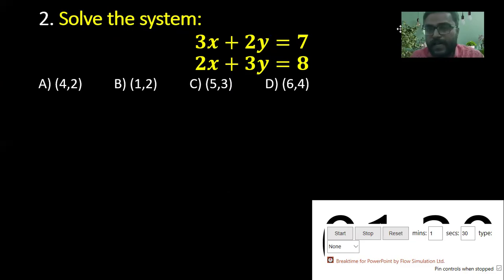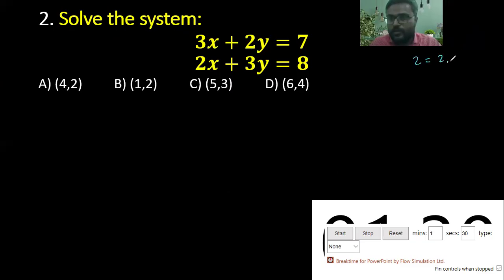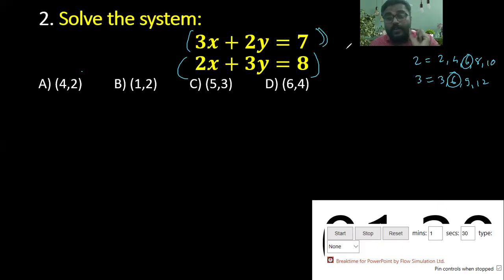So what will I do now? I will try to find the multiples of 2. So multiples of 2 are 2, 4, 6, 8, 10. And the multiples of 3: 3, 6, 9, 12. So the least common multiple is what we need to take, which is 6. Now, let us try. As I said, we need to get the variable with same coefficient, same variable, but opposite sign.